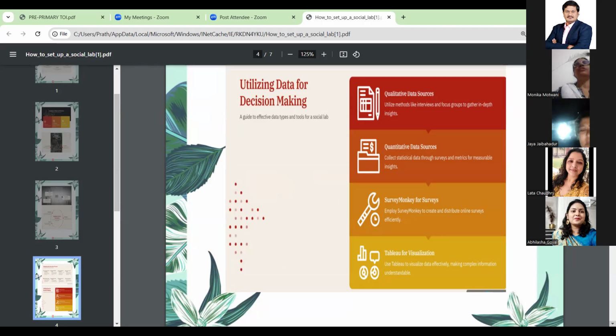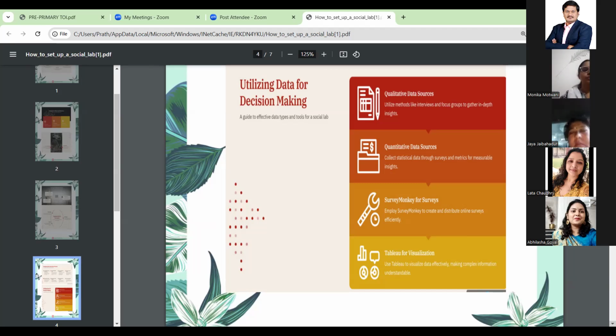Utilizing data for decision making. Sitting arrangements, furniture, iterating, partnerships, surveys, workshops, multidisciplinary team. This all gives an output to whatever data we have collected. So let's see how we should utilize the data for decision making at the end.